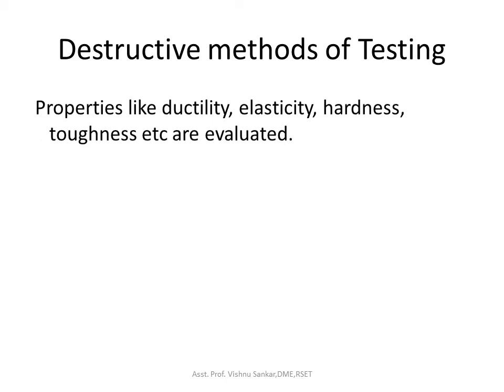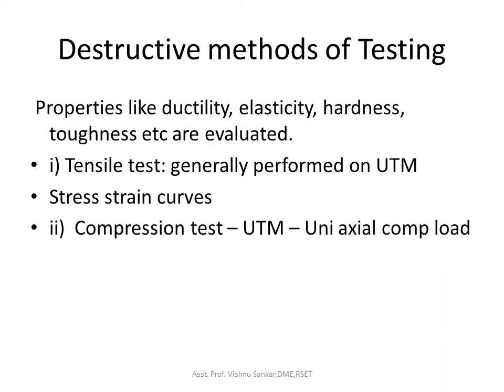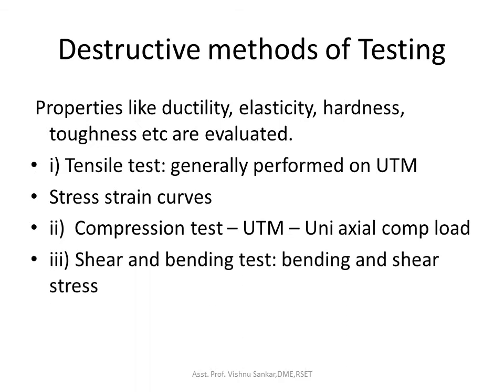Properties like ductility, elasticity, hardness, toughness, etc. are evaluated using destructive methods of testing. First one, tensile test. It is generally performed on a universal testing machine, or UTM, to find the stress-strain curves. Second one, compression test. In the compression test, a uniaxial compression load is used for conducting the test.